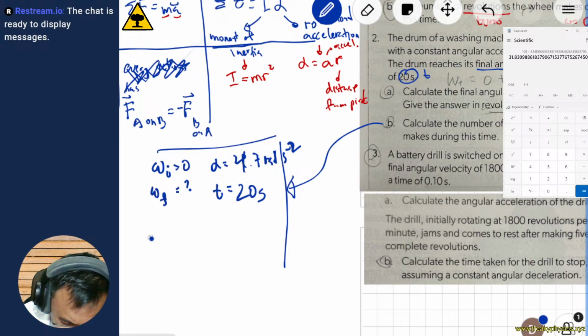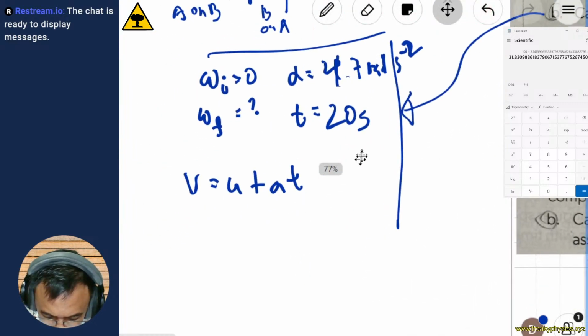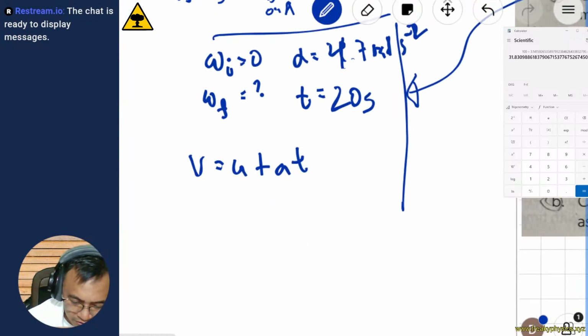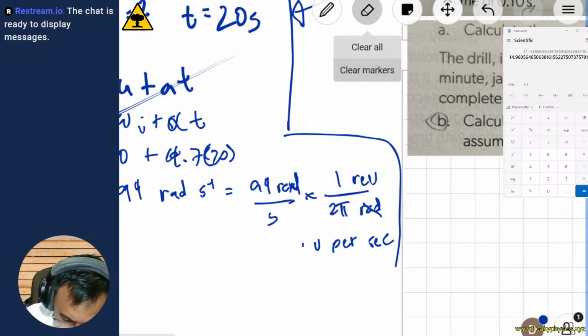So in other words, you divide our answer by 2 pi. It's going to be 14.96. Let's just round that off to 15.0 revolutions.